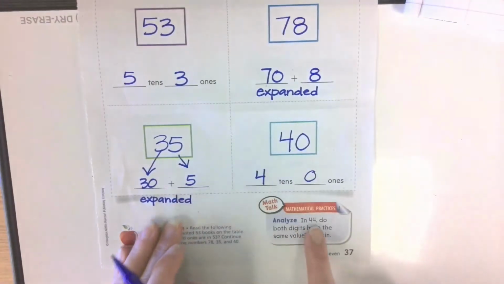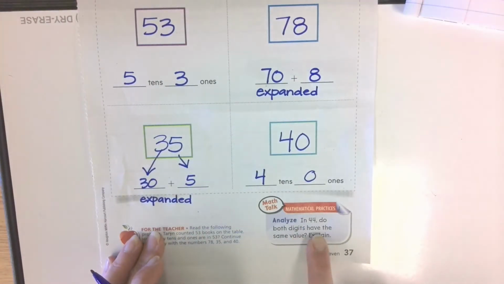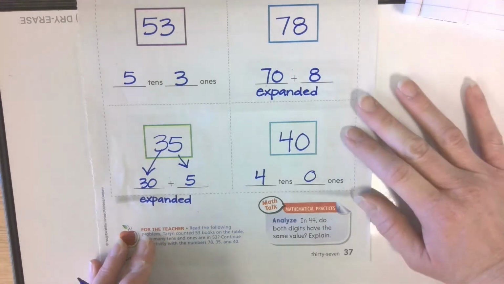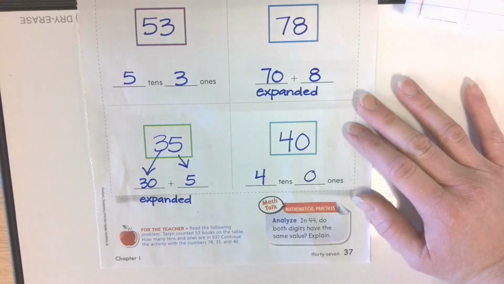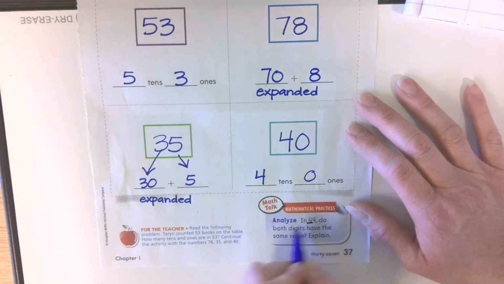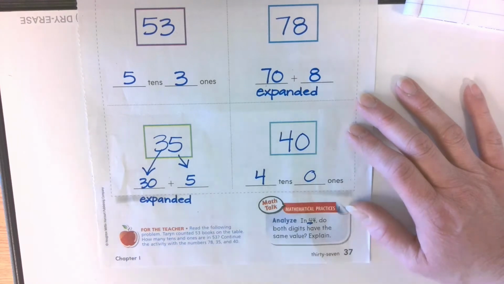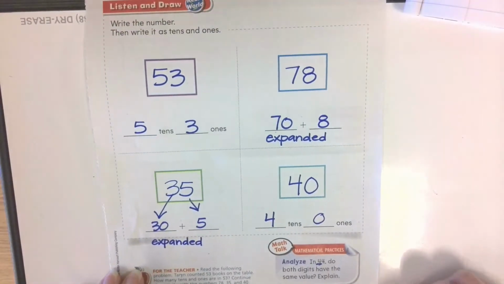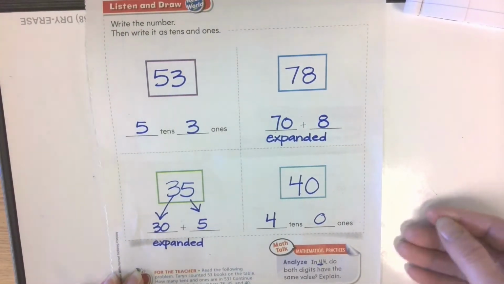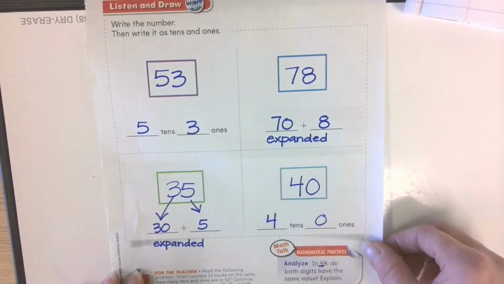Here it says, in 44, do both digits have the same value? No, they don't. The 10 spot has a value of 40. 4 tens is equal to 40. They don't have the same value. Finish page 37. Hit pause if you need to. Then turn your paper over.